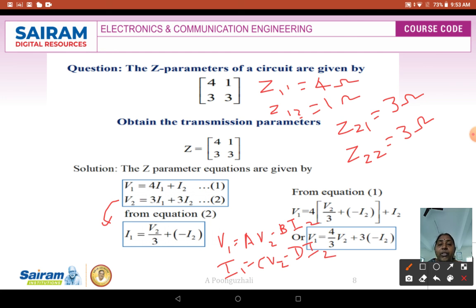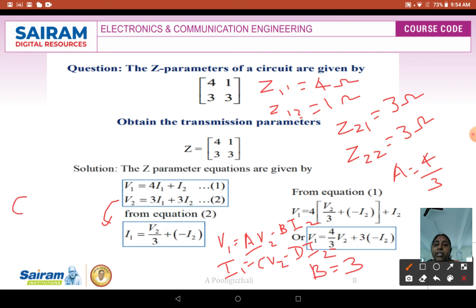Substitute this in the first equation: V1 is equal to 4 into (V2 by 3 minus I2) plus I2. Simplifying, V1 is equal to 4 by 3 V2 minus 3 I2. Now compare this V1 equation with the standard equation. A is equal to 4 by 3, and B is equal to 3.